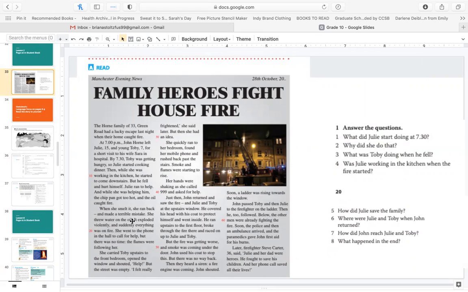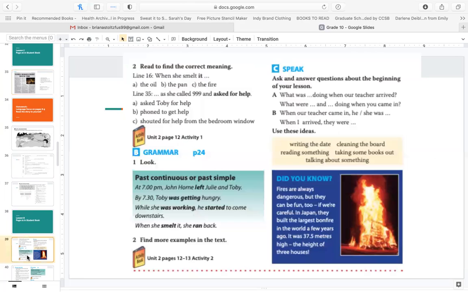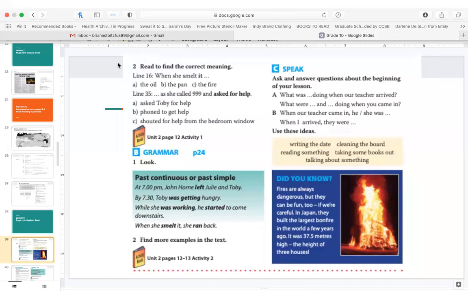What did she smell? Remember, if we see a word like it, or her, or she, or they, and we don't know what it's talking about, we can always look at the sentence before. So in the sentence before, it says, the chip pan got too hot and the oil caught fire. So what did she smell? She smelled the fire, basically. So the answer is C, the fire. You can draw a circle around C, the fire.